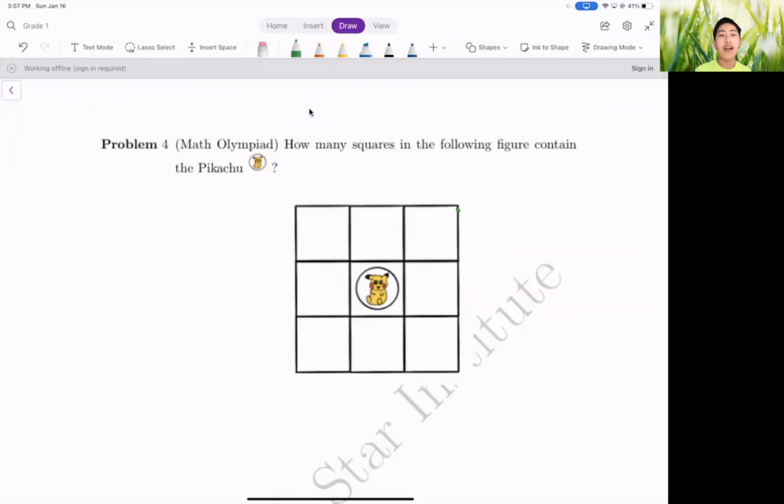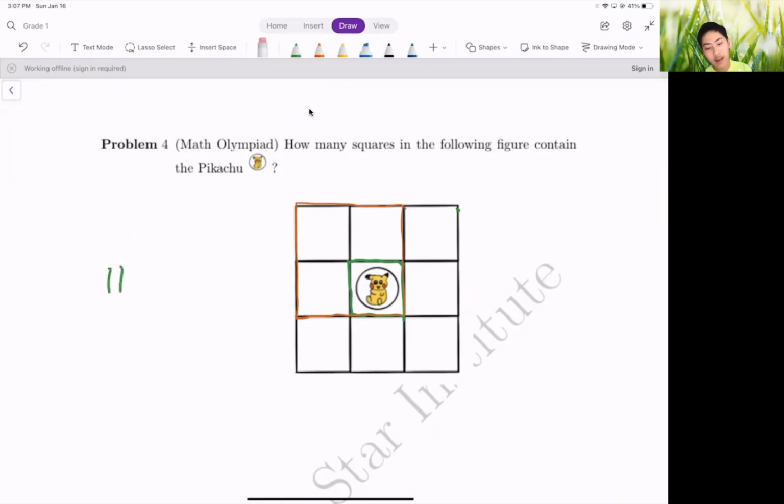Problem 4. How many squares in the following figure contain the Pikachu? So first of all, we can see that the middle square has the Pikachu. So this is 1 right there, middle square. And then let's go to the larger squares. We can see that this larger square in orange also has the Pikachu. So that's another 1.